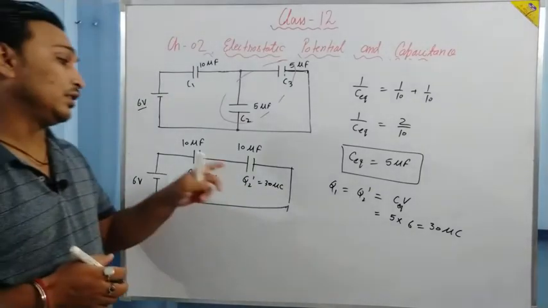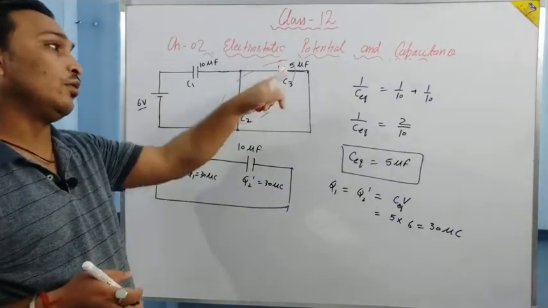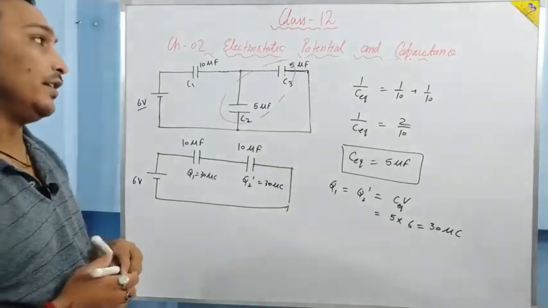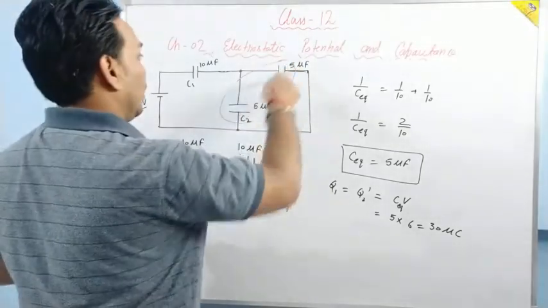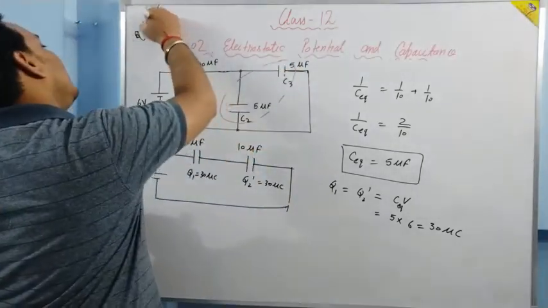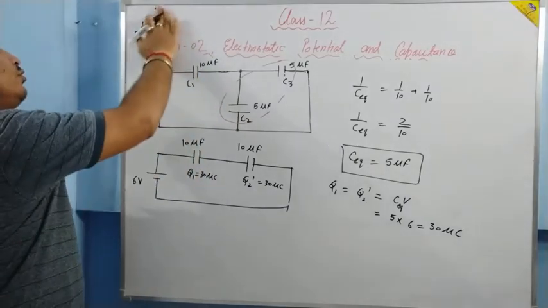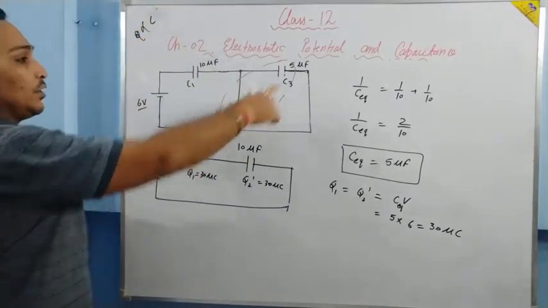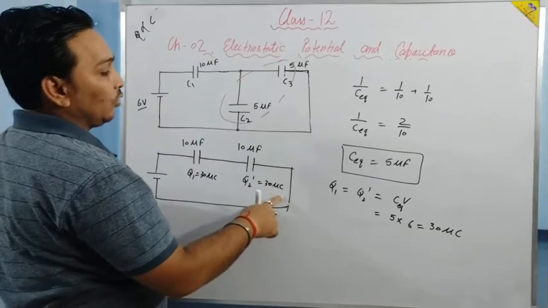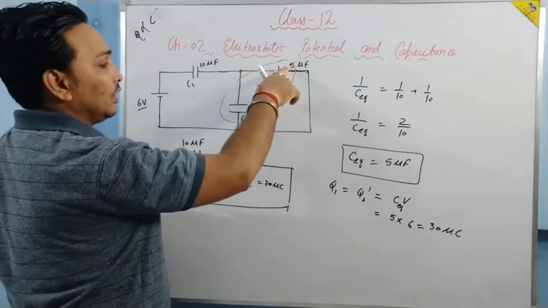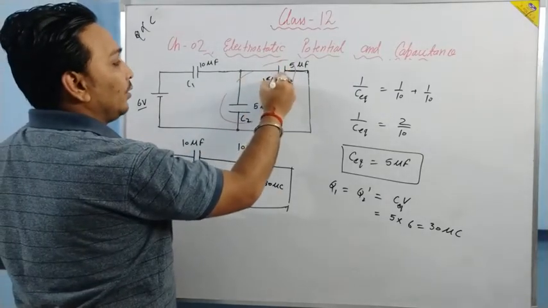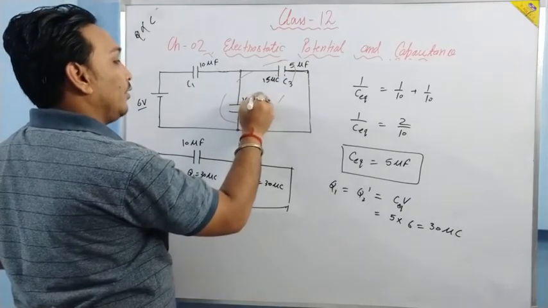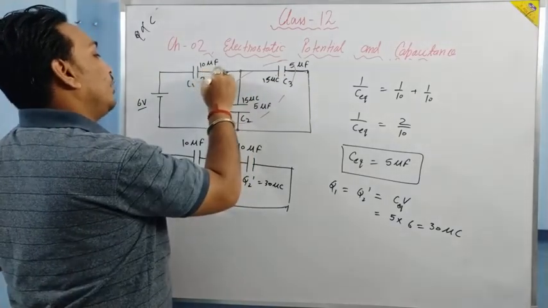Now, since this is the combination of these two, and in parallel charge divides, and the charge which divides is directly proportional to the capacitance. Since capacitance is equal, therefore this 30 microcoulomb will be equally distributed. So this capacitor will have 15 microcoulomb, this will have 15 microcoulomb, and this will have 30 microcoulomb.